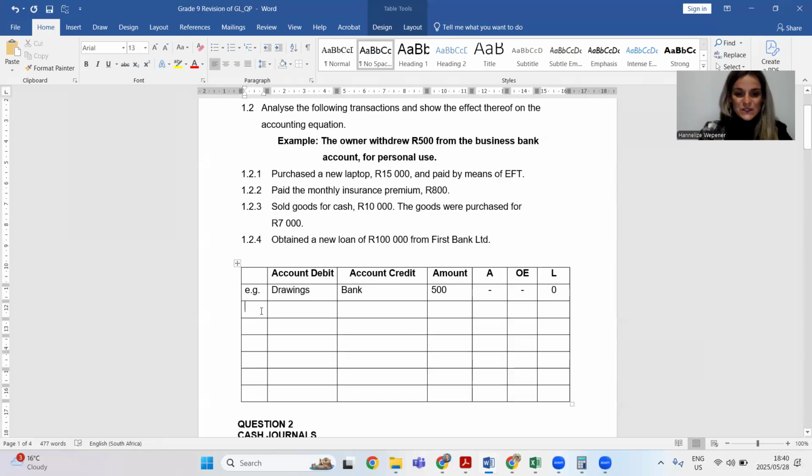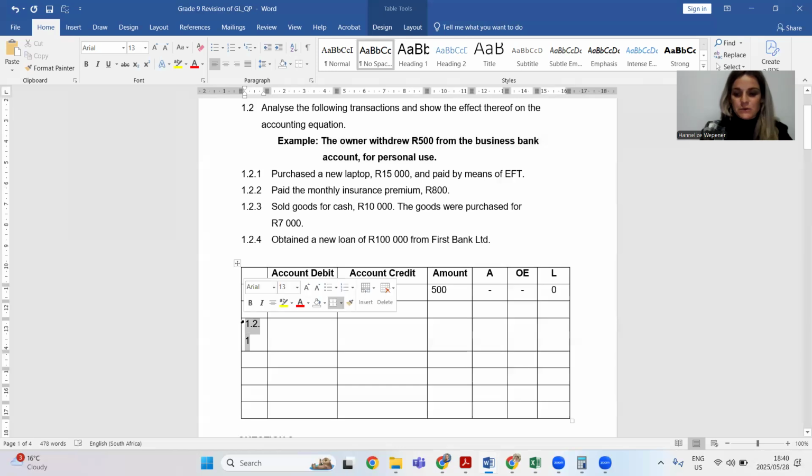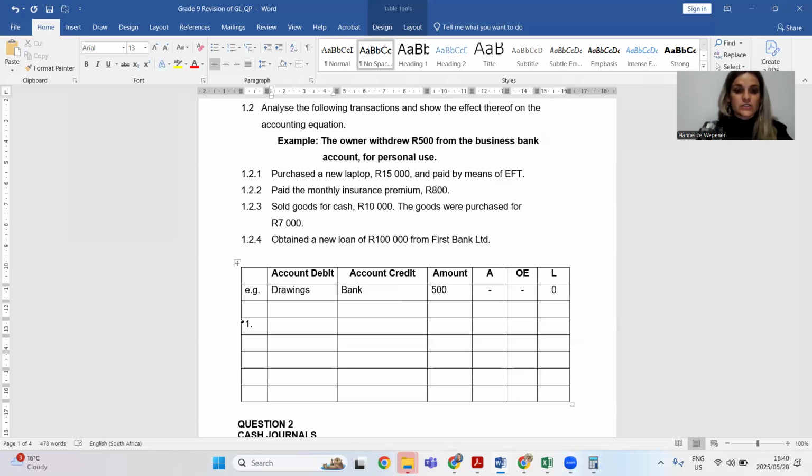Okay. Right. So then we move on to the actual transactions there. So I think I'm just going to say number one. I don't want that space issue now. Okay. Purchase a new laptop. What are laptops? Laptops are computer equipment or just equipment. And 15,000 Rand was paid by means of an EFT.